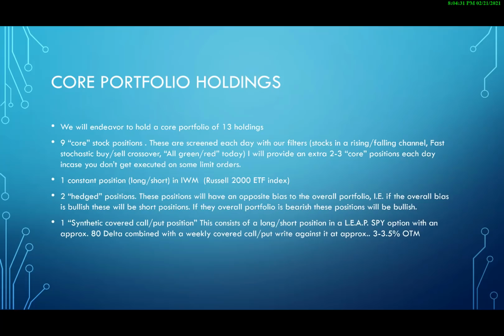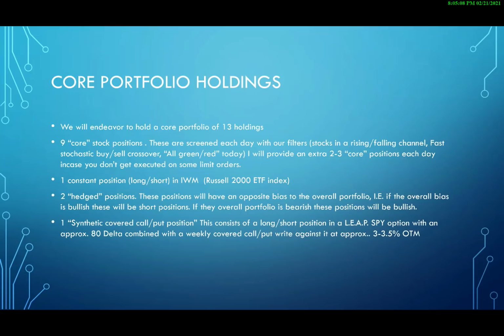Okay, so we have 9 core positions. We have the 1 constant IWM position. We have 2 hedged or opposite positions working for us. And then last but not least, we have 1 synthetic covered call or covered put position, as the case may be, that consists of a long or a short position in a leap SPY option with approximately an 80 delta combined with a weekly covered call or put right against it at approximately 3 to 3.5% out of the money. Okay, let's talk about that.